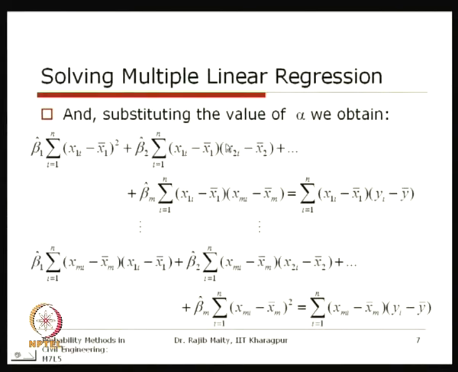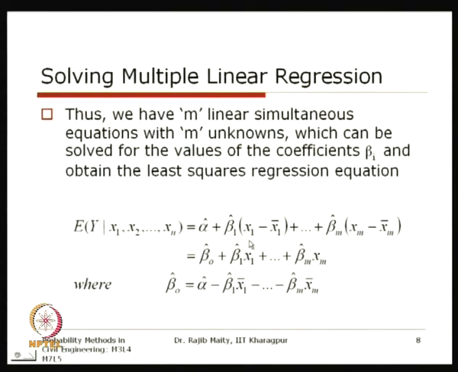So, in this way there are m simultaneous equations and m unknowns. Thus we have m linear simultaneous equations with m unknowns, which can be solved for the values of the coefficients beta i, that is beta 1, beta 2 up to beta m, and obtain the least square regression equation.